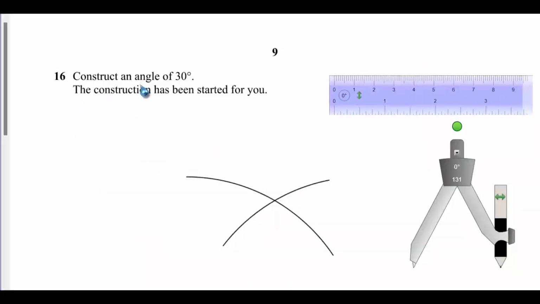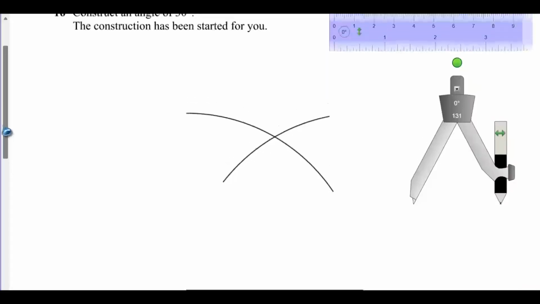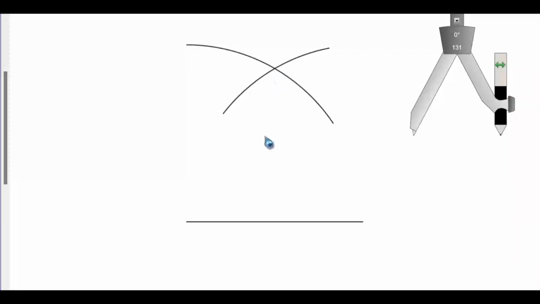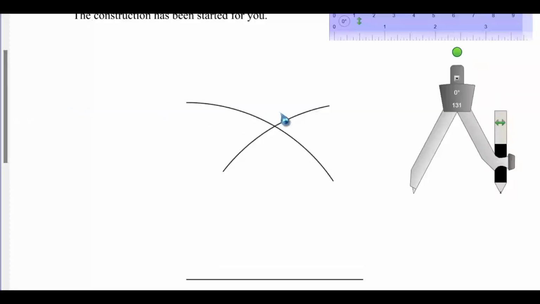So question 16, construct an angle of 30 degrees. The construction has been started for you. Okay, let's scroll down. What you can do, we can either draw a perpendicular bisector of this, then you join the lines together. So we're going to have a right angle here, then we are going to have 30 and then 60. Alternatively, we can draw this to be angle 60, that is from this point here. So let's draw a line here. So that means what we have here is 60 degrees, from here to this place is 60.